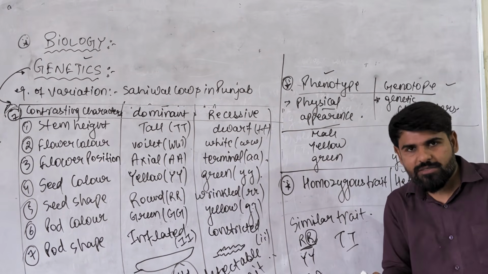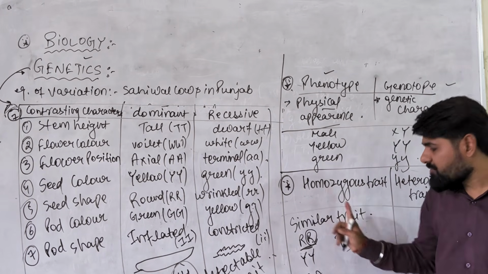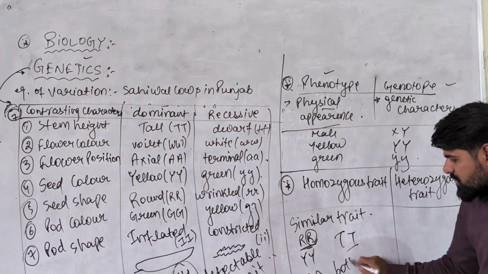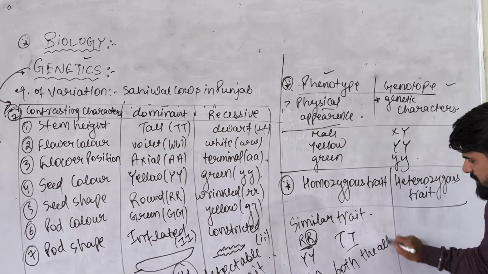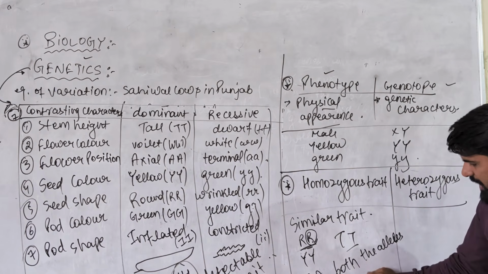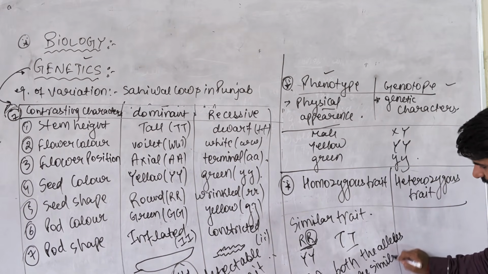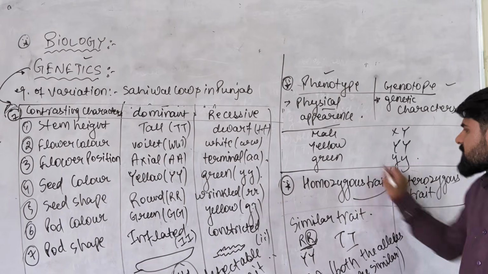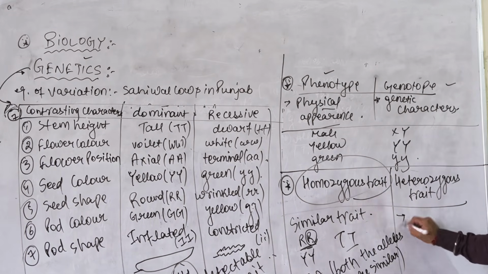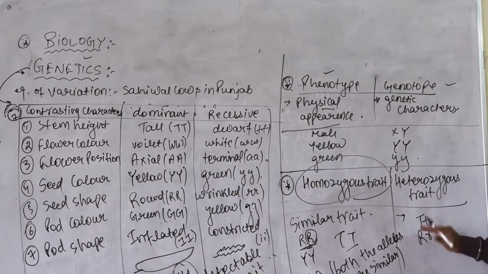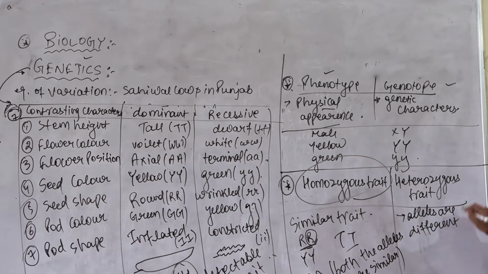So we will write like this: homozygous trait, the trait in which both the alleles are similar. So in a trait when both the alleles are similar, then it is called as homozygous trait. And heterozygous, it means capital T, small t, capital R, small r. It means alleles are different in a trait. When alleles are different in a trait, then it is called as heterozygous trait. Example, capital T, small t, capital R, small r.